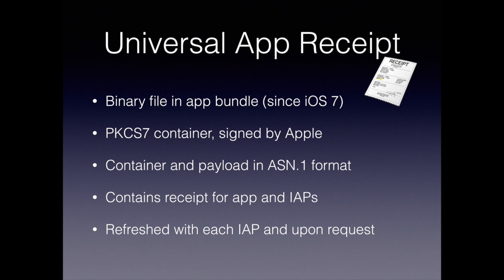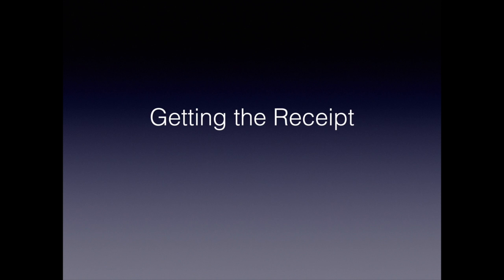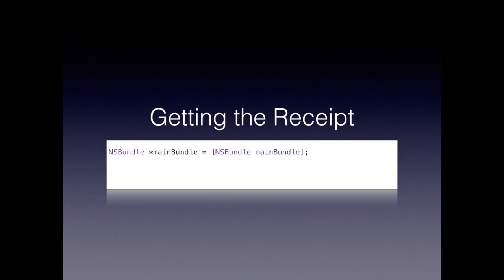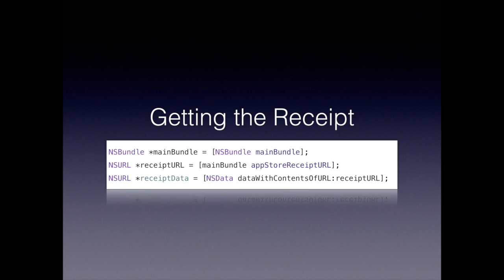If it doesn't exist, though, there are some cases where the receipt isn't present, like if you build and run the app from Xcode, or you restore it from a local backup, then you can refresh the receipt, and we're going to touch that a few slides in the future. So the first question is, how do I get the receipt? If it's in the app bundle, quite simply, you get the main bundle, you get the URL for this file, which is a file URL, and then you just get the data with contents of this URL, and you have a data blob with this information.